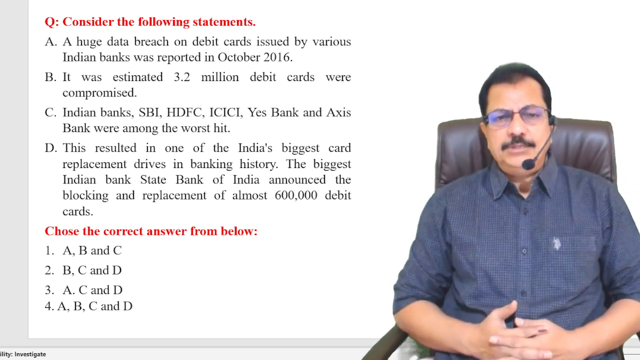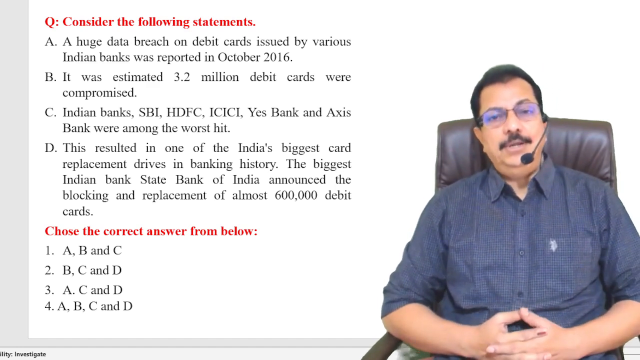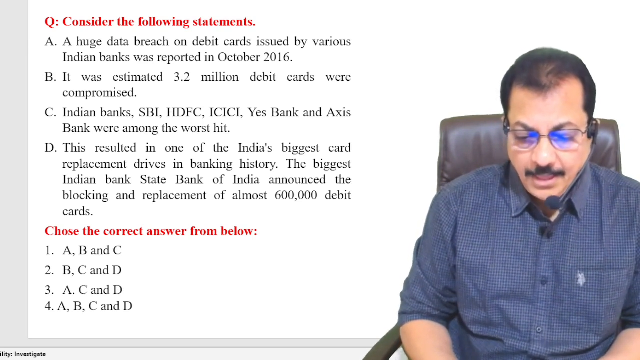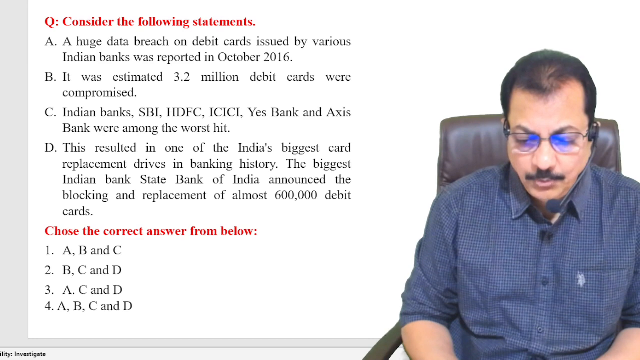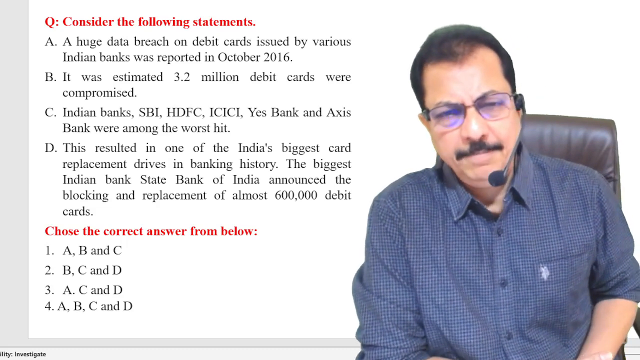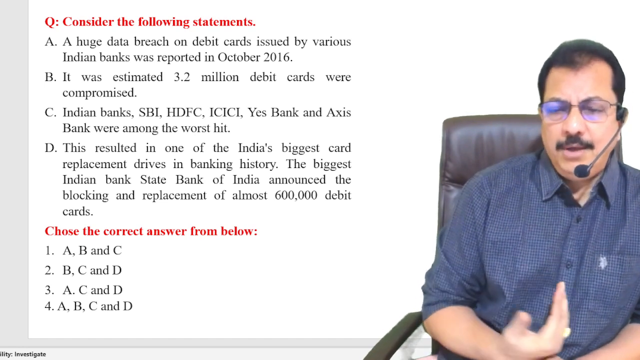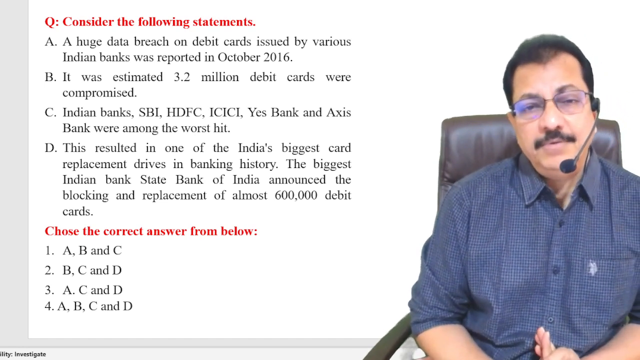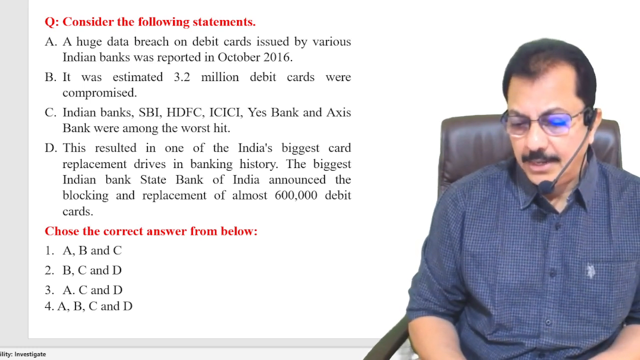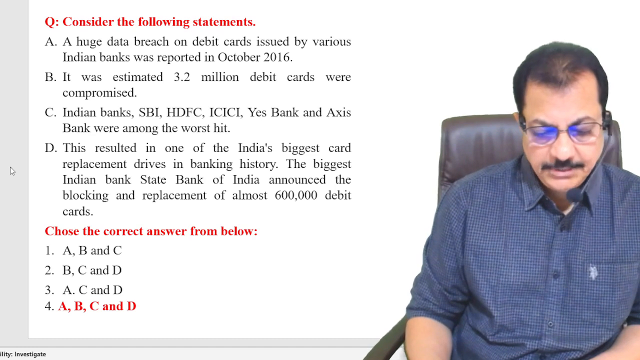Because a lot of data had been compromised, so many cards were replaced, and later the security measures were enhanced. The biggest Indian bank, State Bank of India, announced the blocking and replacement of almost 6 lakh debit cards. Huge sensation at that particular time. That was one of the biggest frauds. And some people complained that their debit cards were being operated from China. Clear? All the statements are correct. So option 4 should be our correct answer. Am I clear? Next. So this is the answer.